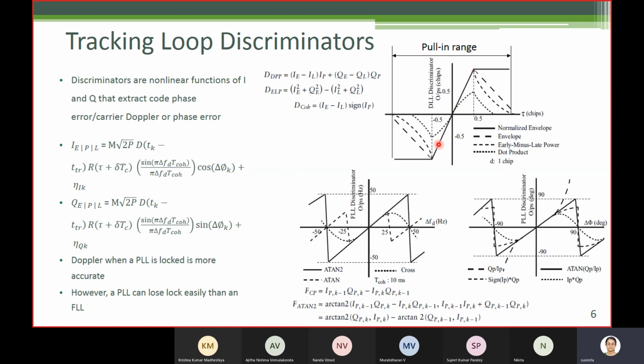Only a part of it is. In case of the DLL discriminator, the relationship between the actual error and the discriminator output is linearly related, and it is shown by this straight line here. Now the range over which the relationship is linear is determined by D. D is the early and late correlator spacing. We know that early is shifted ahead of the prompt by D by 2 chips and late is shifted behind the prompt.